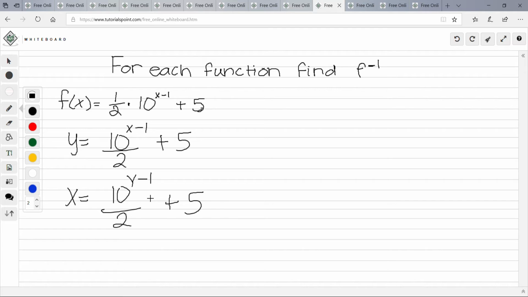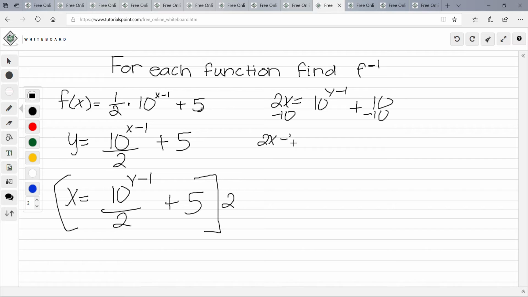Now the third step is to try to solve for y. So if I want to solve for y, I'm going to get rid of this 2. So I'm going to multiply everything by 2. So 2 times x is 2x equals, the 2 cancels, so you're just left with 10 to the y minus 1 and then plus 10 because 5 times 2 is 10. Good. Now, let's get rid of this 10 by subtracting 10 from both sides. So on the left side, you have 2x minus 10 equals 10 to the y minus 1.